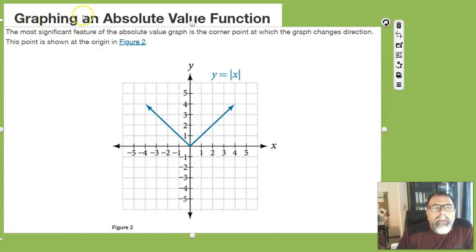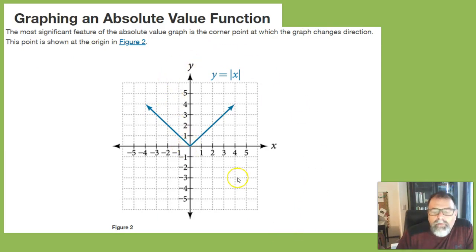Alright, graphing an absolute value function. The most significant feature of the absolute value graph is the corner point, also known as the vertex, at which the graph changes direction. This point is at the origin.